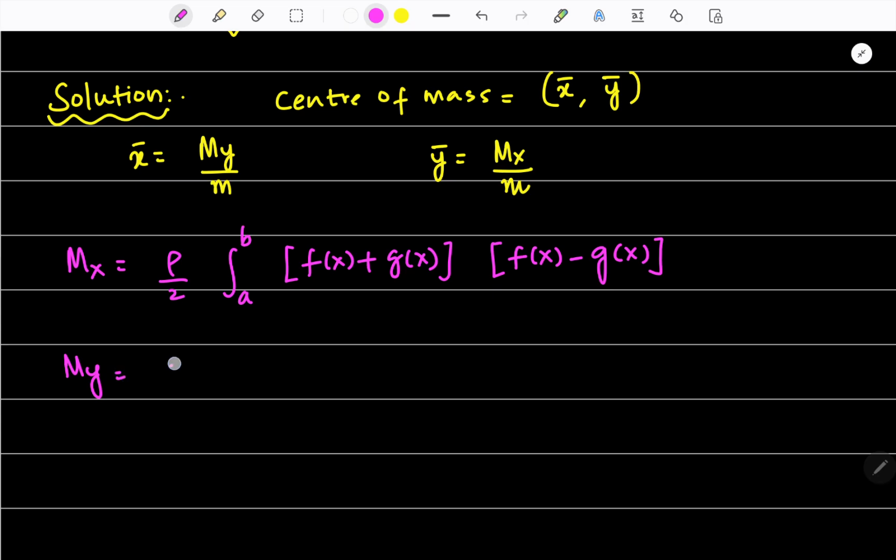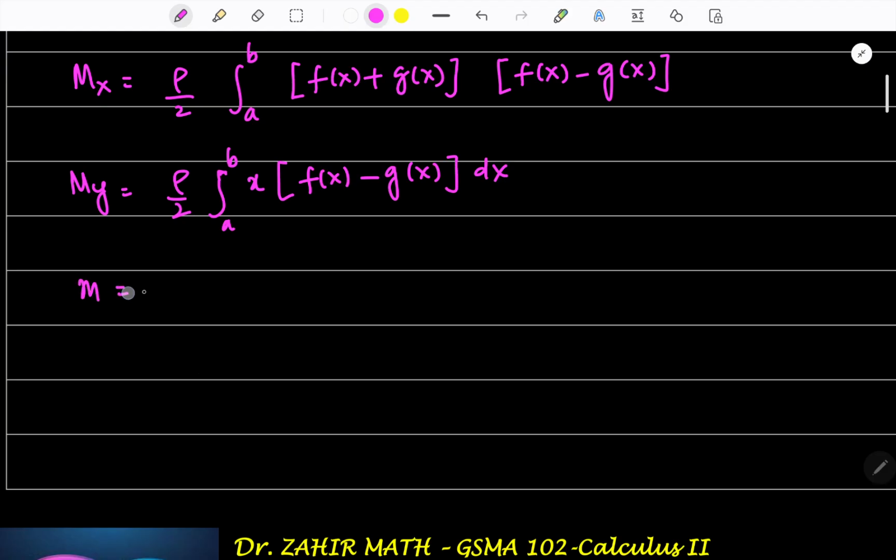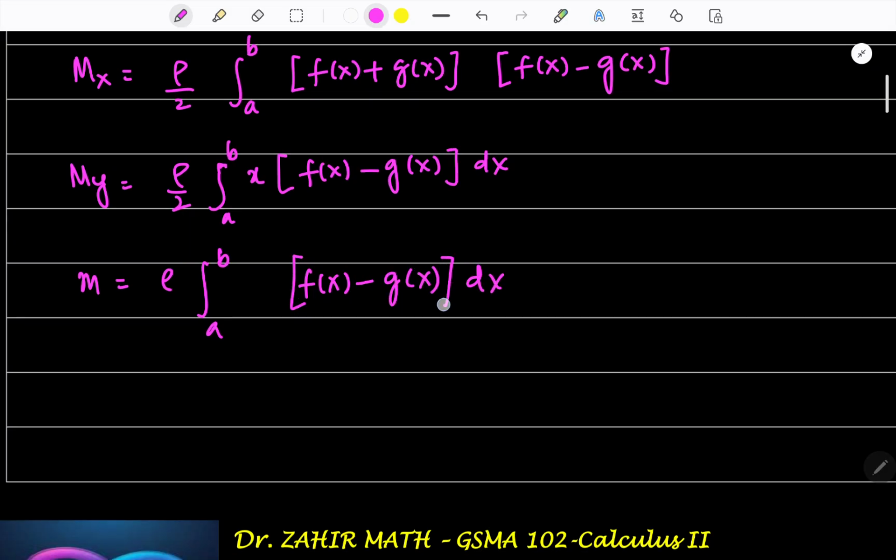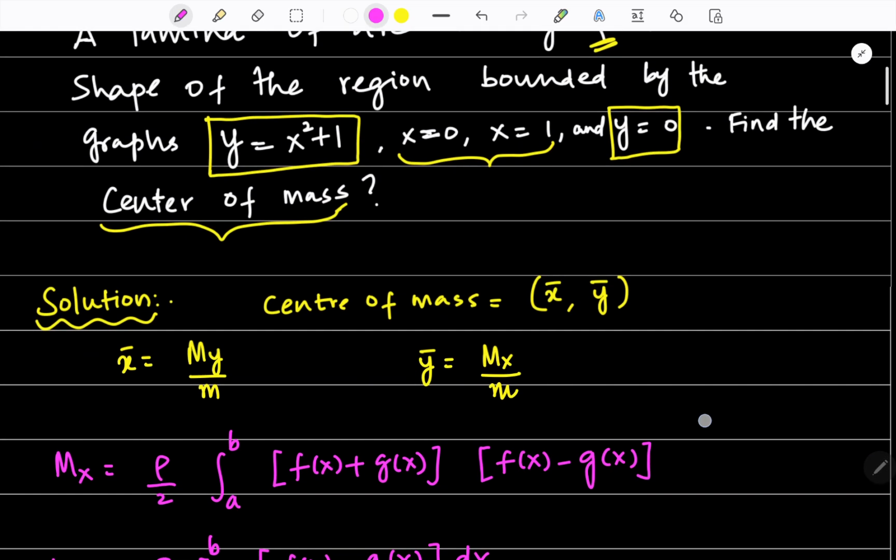And My is equal to rho divided by 2 integral a to b, x times f of x minus g of x times dx. And m is given by the formula rho integral a to b f of x minus g of x times dx. Okay, right. So now what's your function f of x?